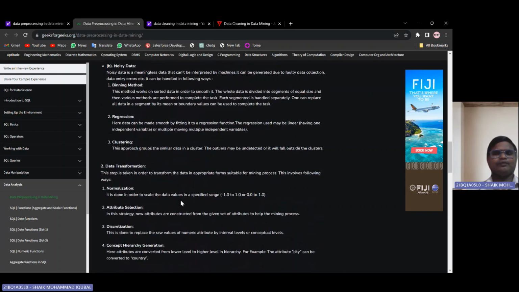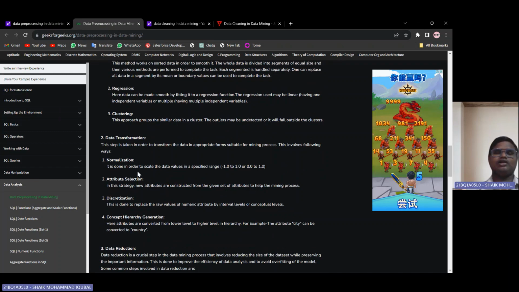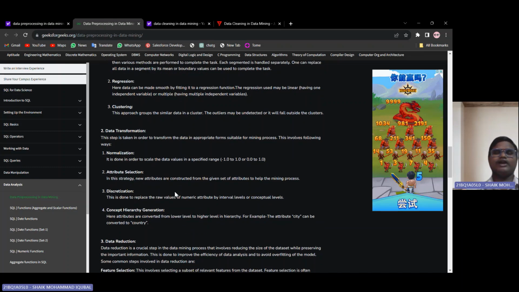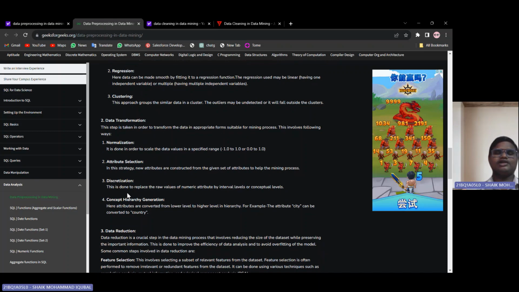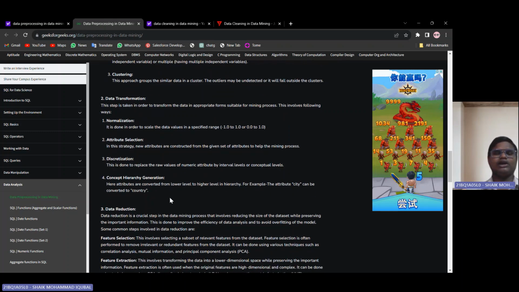So let us move to the next, data transformation. This step is taken in order to transform the data into an appropriate form suitable for the mining process. This involves the following ways. Normalization. It is done in order to scale the data values in a specified range, -1 to 1 or 0 to 1. Attribute selection. In this strategy, new attributes are constructed from the given set of attributes to help the mining process. Discretization. This is done to replace the raw values of the numeric attributes by interval levels or conceptual levels. Concept hierarchy generation. Here, attributes are converted from a lower level to a higher level in the hierarchy. For example, the attribute city can be converted to country.